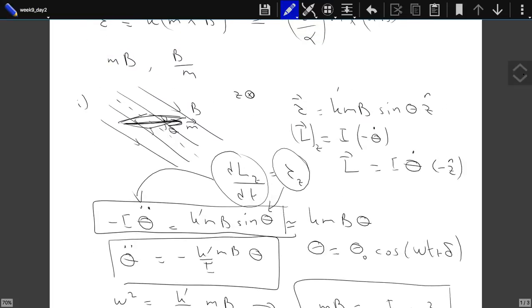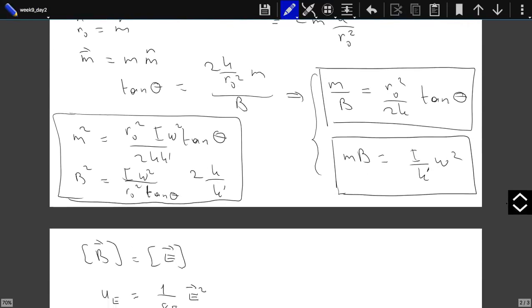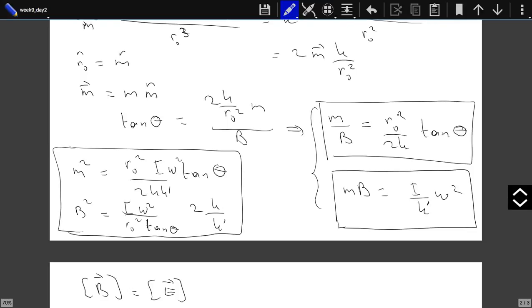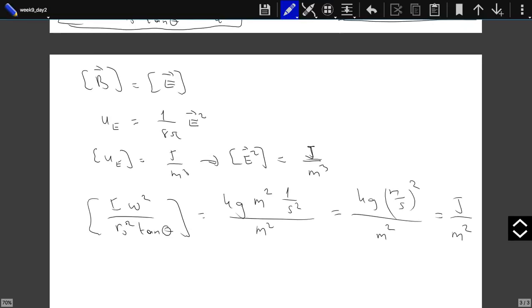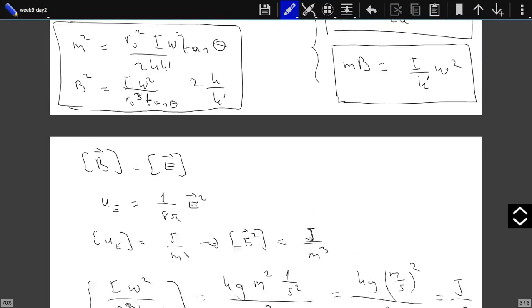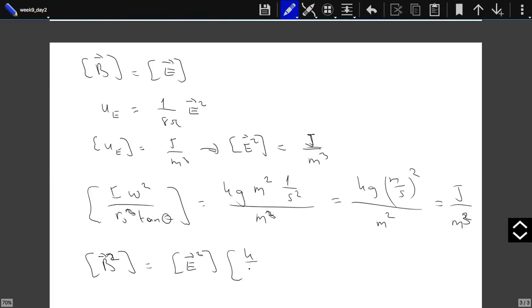You see, the potential of the dipole goes as 1 over R squared. So the force goes as 1 over R cubed. The field goes as 1 over R cubed. So here we have R0 cubed, meter cubed. So the unit of B squared is the unit of E squared multiplied by the unit of K over K prime.